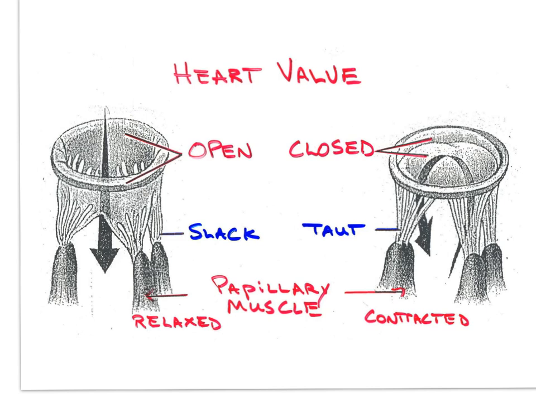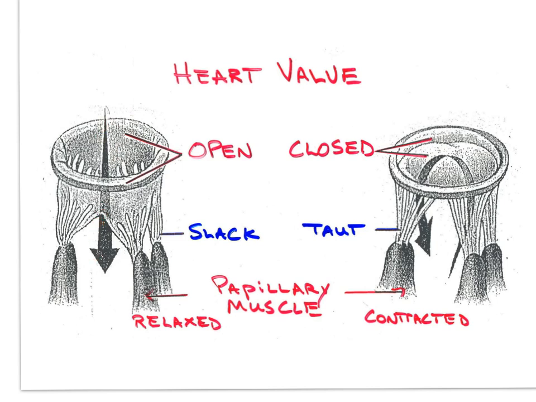Here's an image of the valves in an open and closed position. The valves open and close strictly on the basis of pressure created by the contraction of the heart walls. When the atria are contracting, the pressure in the atria is higher than the ventricle, so the AV valves are open as blood flows into the ventricle.